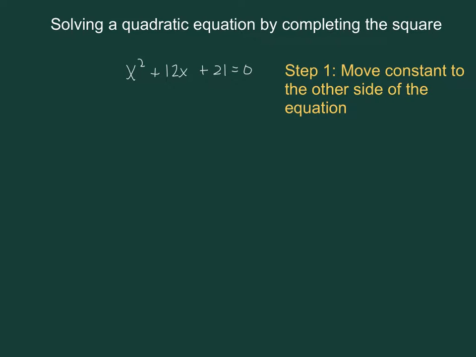Alright, so the first step that we're going to do when solving a quadratic equation by completing the square is moving the constant to the other side of the equation. So if I draw that, I'm moving just the constant to the other side. I'm going to rewrite this with a space after 12x. Notice I've got a space, and that's negative 21. So now let's go on to step 2.